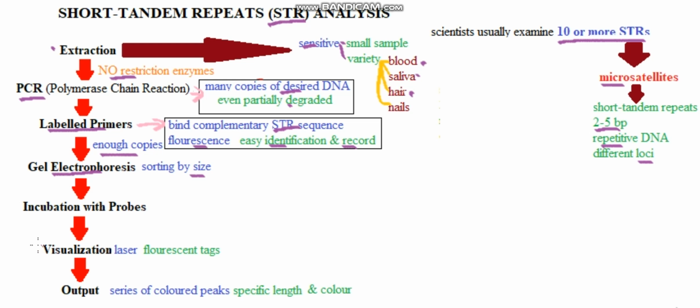Followed by gel electrophoresis, they are incubated with probes, and finally they are visualized using a laser. The fragments are passed through a laser, and because of the specific fluorescent tags, we can see the output as a series of colored peaks, indicating the specific length and color of the different STR fragments.